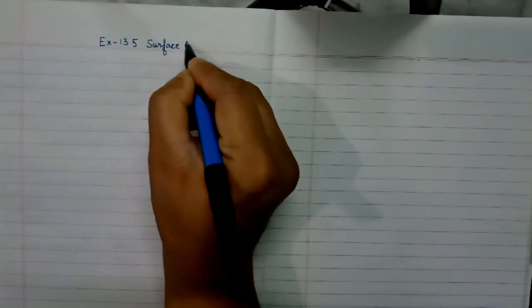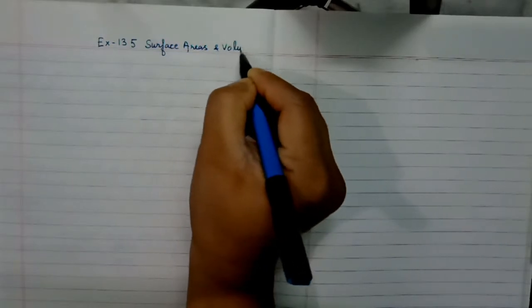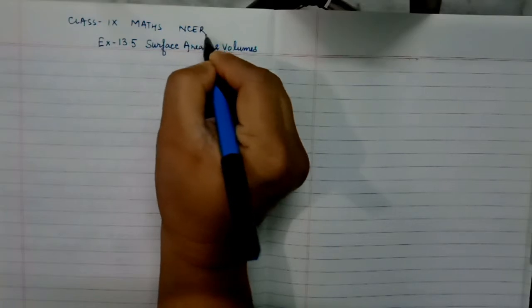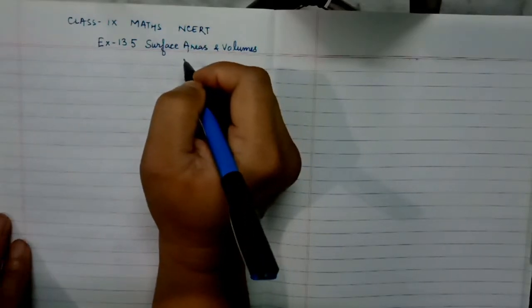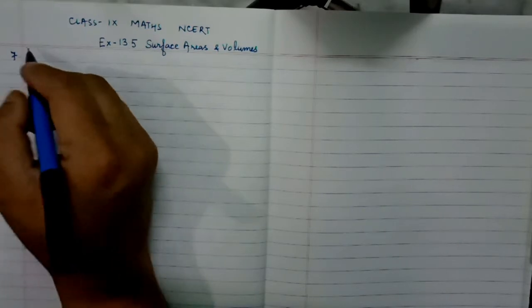Today we are going to solve the remaining questions of exercise 13.5 from chapter 13, Surface Areas and Volumes, class 9th maths and CRT. So students, to start with, question number 7.